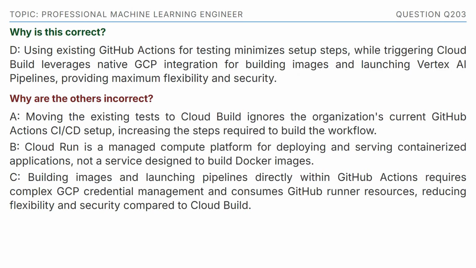Why are the others incorrect? A. Moving the existing tests to Cloud Build ignores the organization's current GitHub Actions CI/CD setup, increasing the steps required to build the workflow. B. Cloud Run is a managed compute platform for deploying and serving containerized applications, not a service designed to build Docker images. C. Building images and launching pipelines directly within GitHub Actions requires complex GCP credential management and consumes GitHub runner resources, reducing flexibility and security compared to Cloud Build.